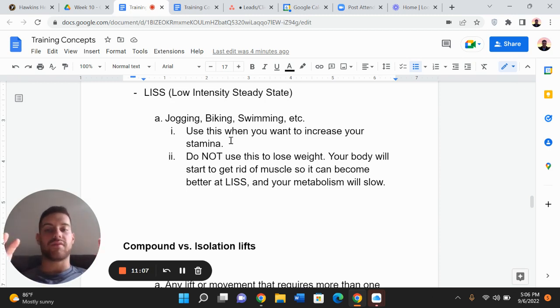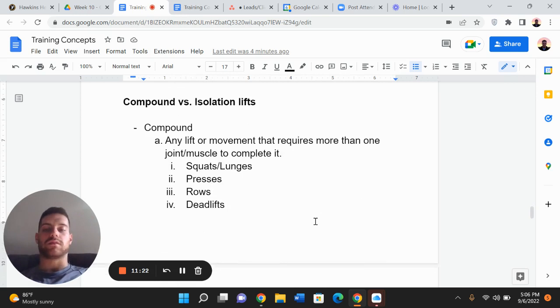Okay, so you definitely do not want to get married to this idea that LISS cardio is going to burn a bunch of calories. Your body will quickly adapt to it and it will stop burning all these extra calories and your metabolism will come to a complete halt. Okay, it's going to get rid of muscle and your metabolism will slow down, like I said.